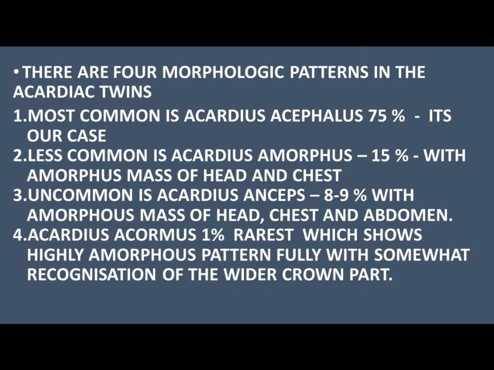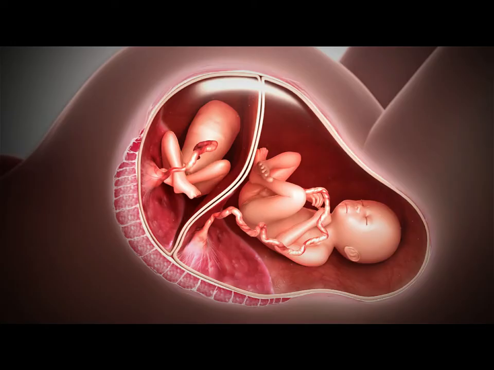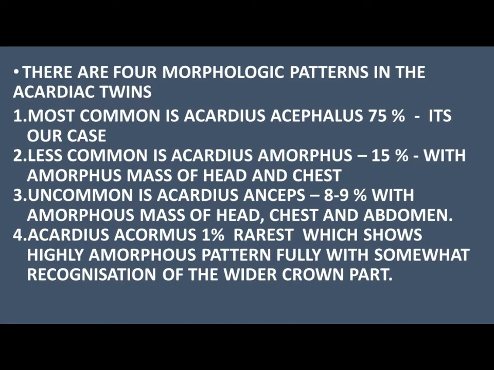There are 4 morphologic patterns in the acardiac twins. The first one is the most common, which is acardius acephalus, 75%, which is our case. The second one, less common, is acardius amorphus, which is 15%, with amorphous mass of head and chest only. The third one is uncommon, called acardius anceps, about 8 to 9%, with amorphous mass of head, chest and abdomen. And the fourth one, acardius acormus, 1%, is the rarest, which shows a highly amorphous pattern with somewhat recognizable crown part.